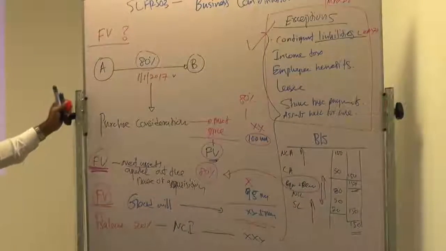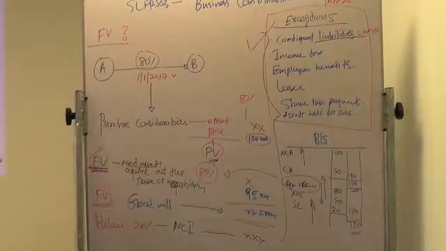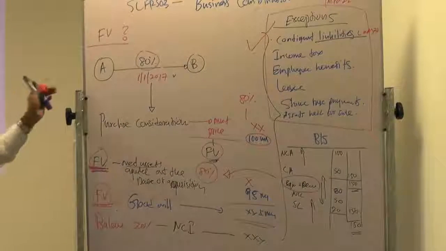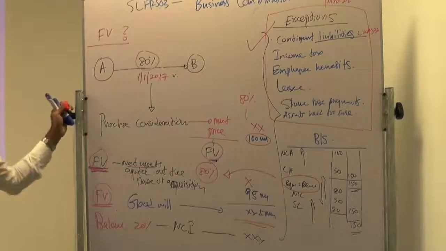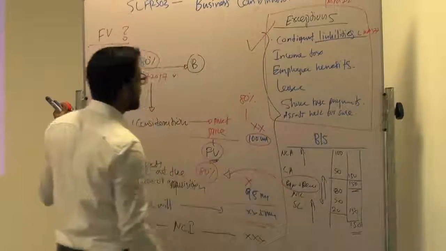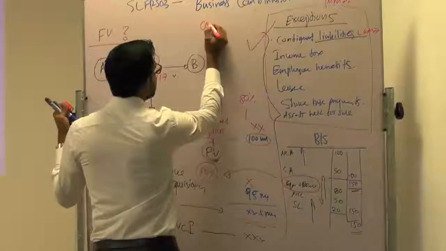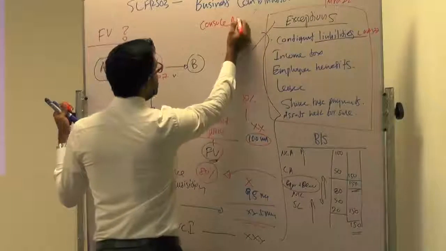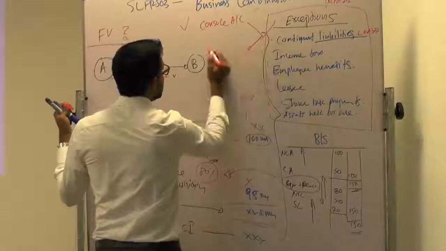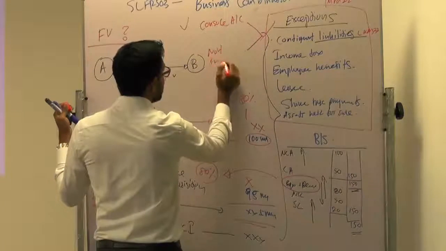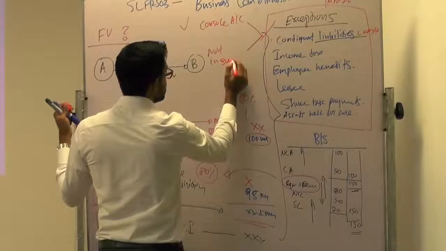That is the exception. They have tested this in your exam. Understand? That's why I am explaining. They have tested this in your exam. How do you recognize contingent liabilities in your consolidated financial statements? Not in the separate financial statements. This will be recognized in the consolidated accounts, not in the subsidiary.